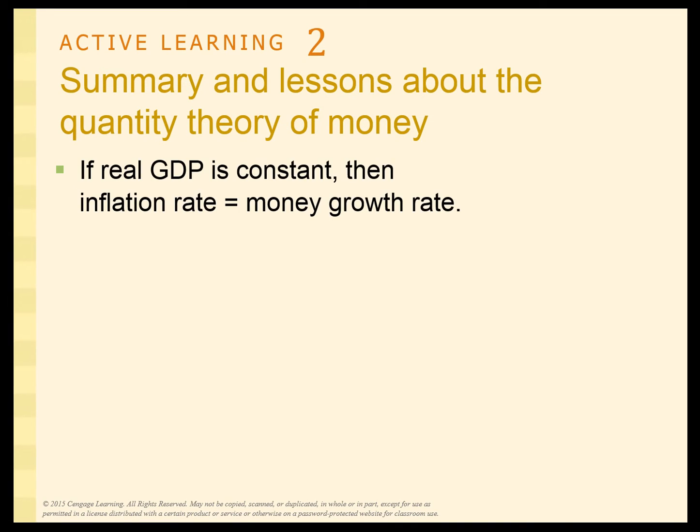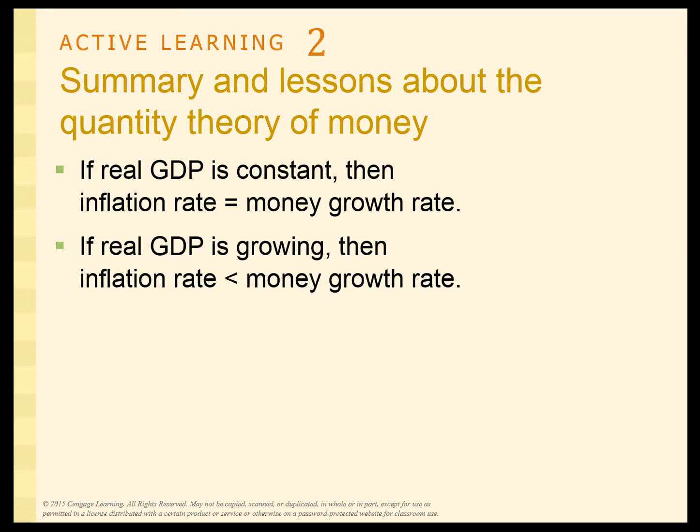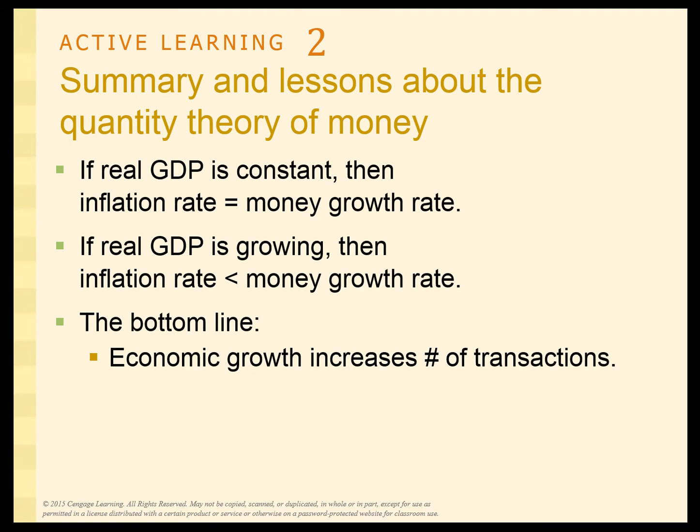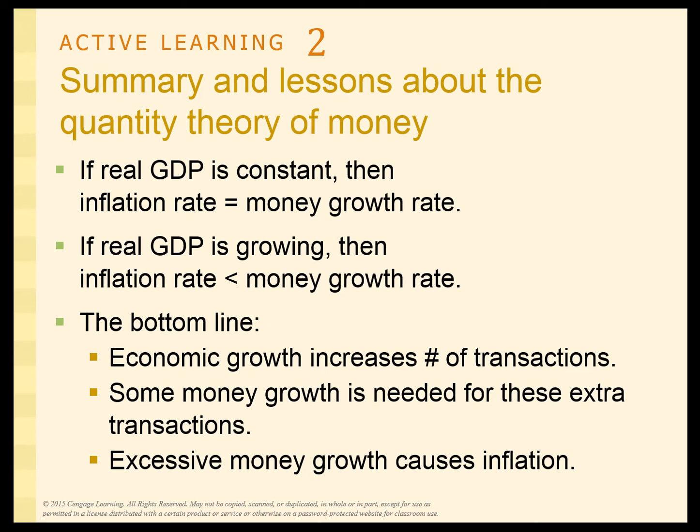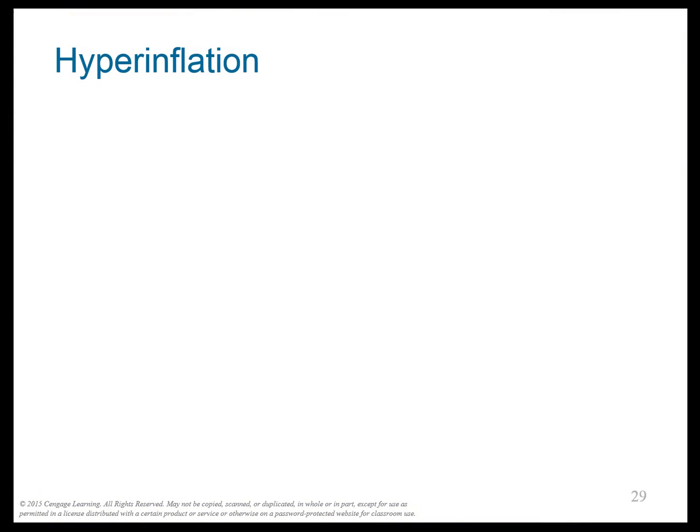So here's the summary, right? If real GDP is constant, then the inflation rate equals the money growth rate. If real GDP is growing, the inflation rate is less than the money growth rate. The bottom line: when I have GDP growth, meaning y increases, that increases the number of transactions, and the extra transactions need some more money, but if you put in too much money, it causes the prices to go up. We call that inflation.